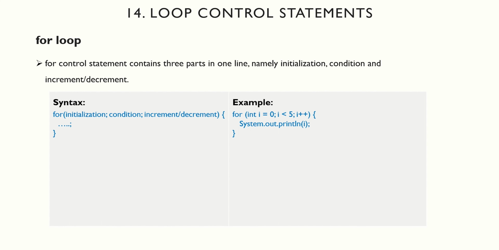Syntax example. In a way, for loops are entry controlled loops because the condition is checked before the loop's block execution. Whenever the number of iterations is fixed, it is recommended to use a for loop.